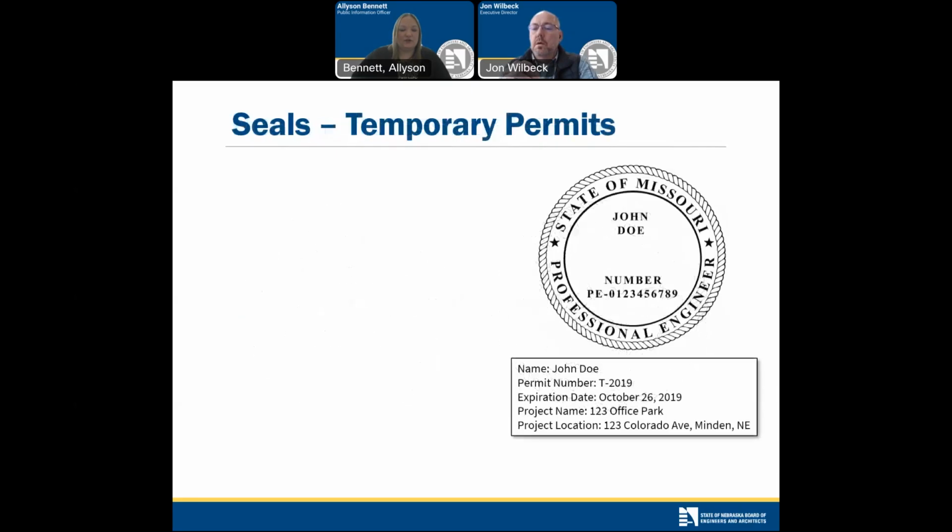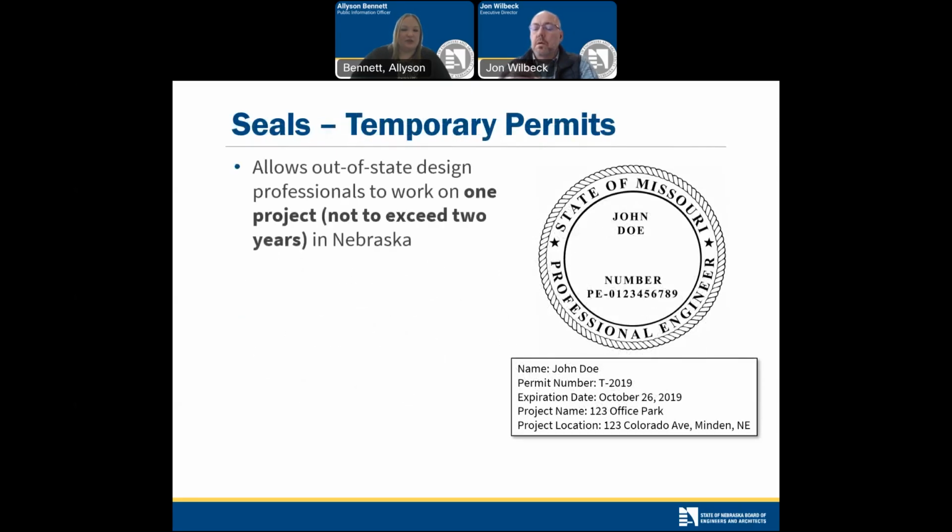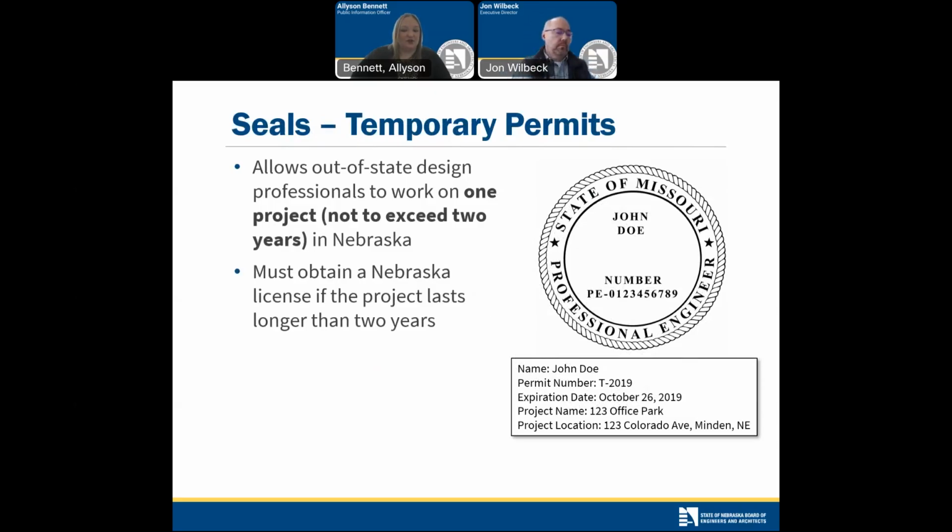So going over a few different types of seals. First, we have temporary permits. This is going to allow out-of-state design professionals to work on one project in Nebraska, and that project cannot exceed 2 years. If the project does go longer than 2 years, the licensee is going to need a Nebraska license. So they'll have to go through that process.